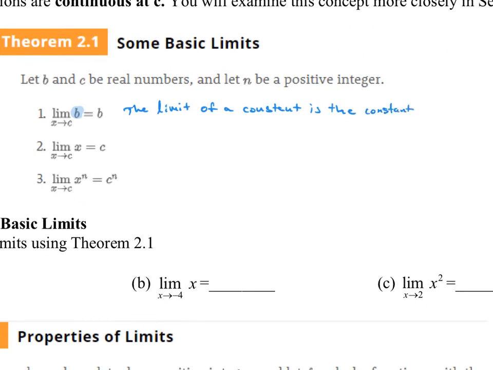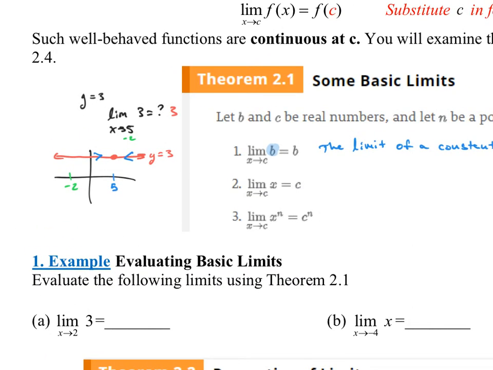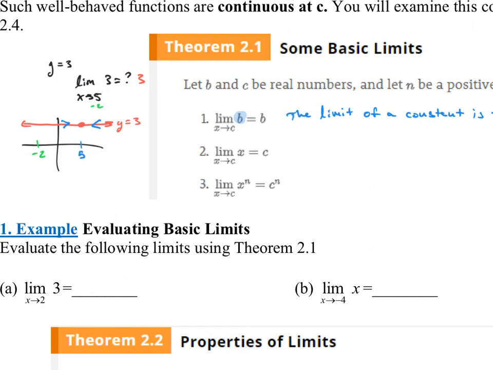Okay. Let's look at the second one, see if we can make any sense of this. It says the limit as x approaches c of x is c. So let's think about the graph here. We're looking at, remember, this is always our function. That inside one's always our function. So we're looking at y equals x.